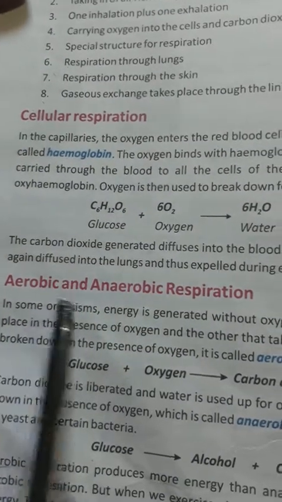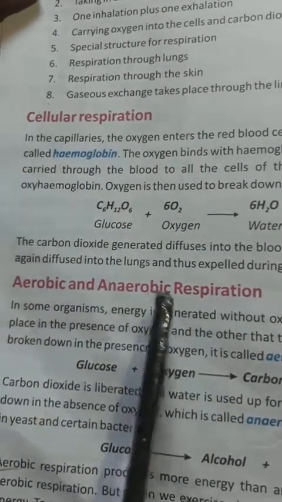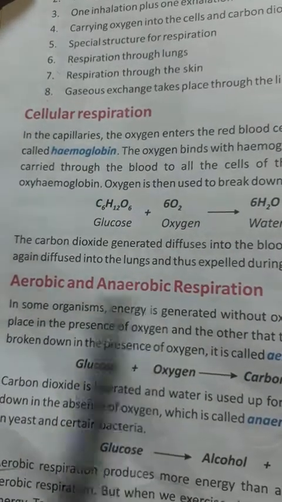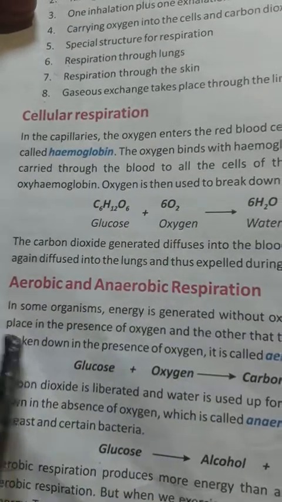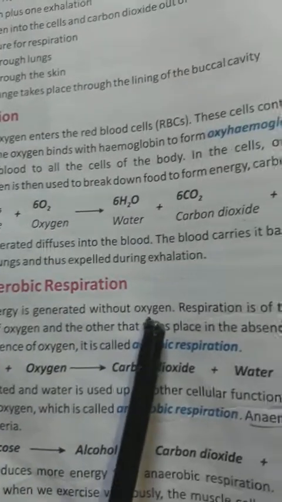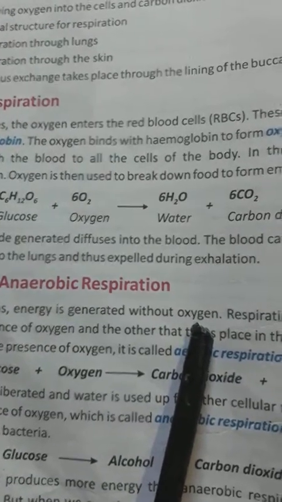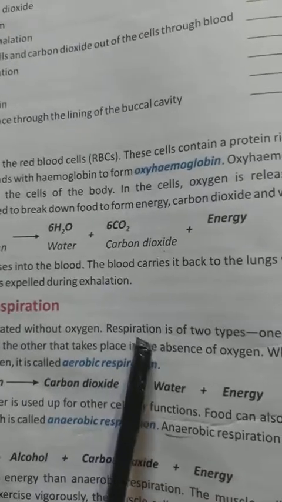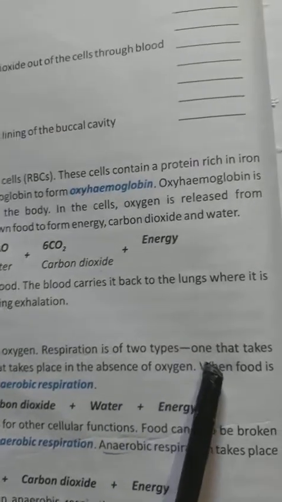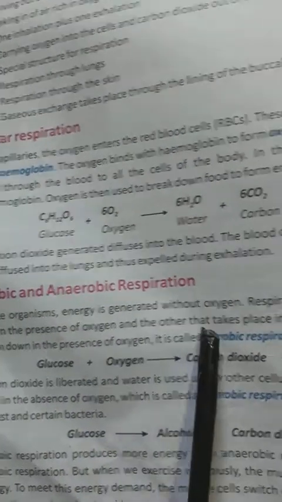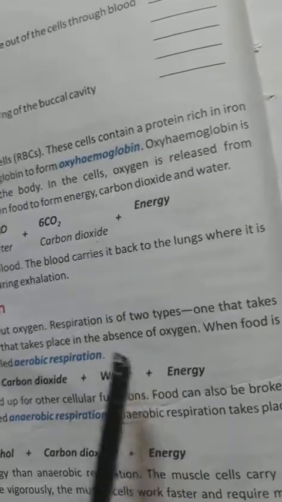Now, aerobic and anaerobic respiration. There are two types of cellular respiration, that is aerobic and anaerobic. In some organisms, energy is generated without oxygen. Respiration is of two types: one that takes place in the presence of oxygen and the other that takes place in the absence of oxygen. Underline these two types of respiration.